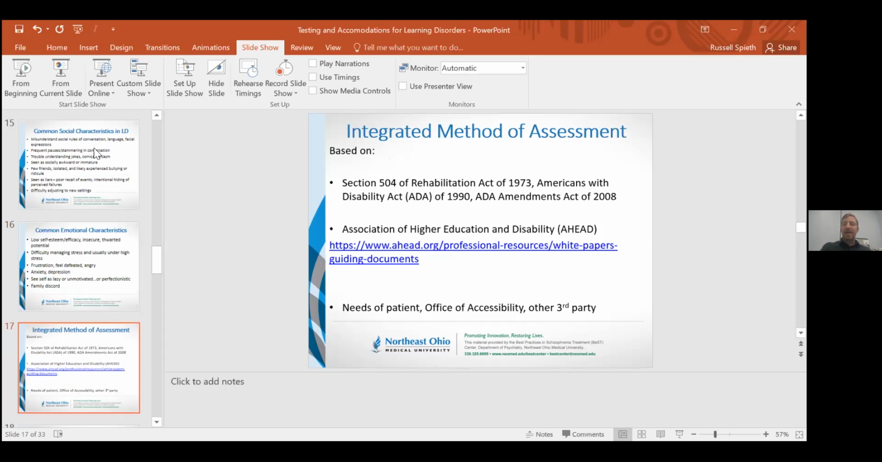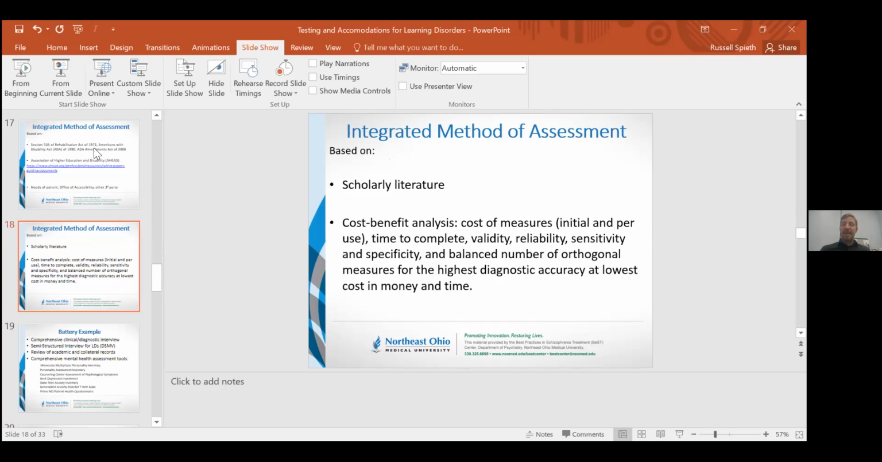So when you're thinking about an integrated assessment, you really have to take into account the ADA Amendments, the 504 Rehabilitation Act, the ADA. When you're working in higher education, the Association on Higher Education and Disability, the needs of the patient, the Office of Accessibility, whoever the third party is. You're also obviously keeping up with the scholarly literature to see what the best practices are. And there's always this cost-benefit analysis. I mean, you could assess people for 5 years, right? And have a really thorough assessment, but oftentimes that's going to be too costly and take too much time.